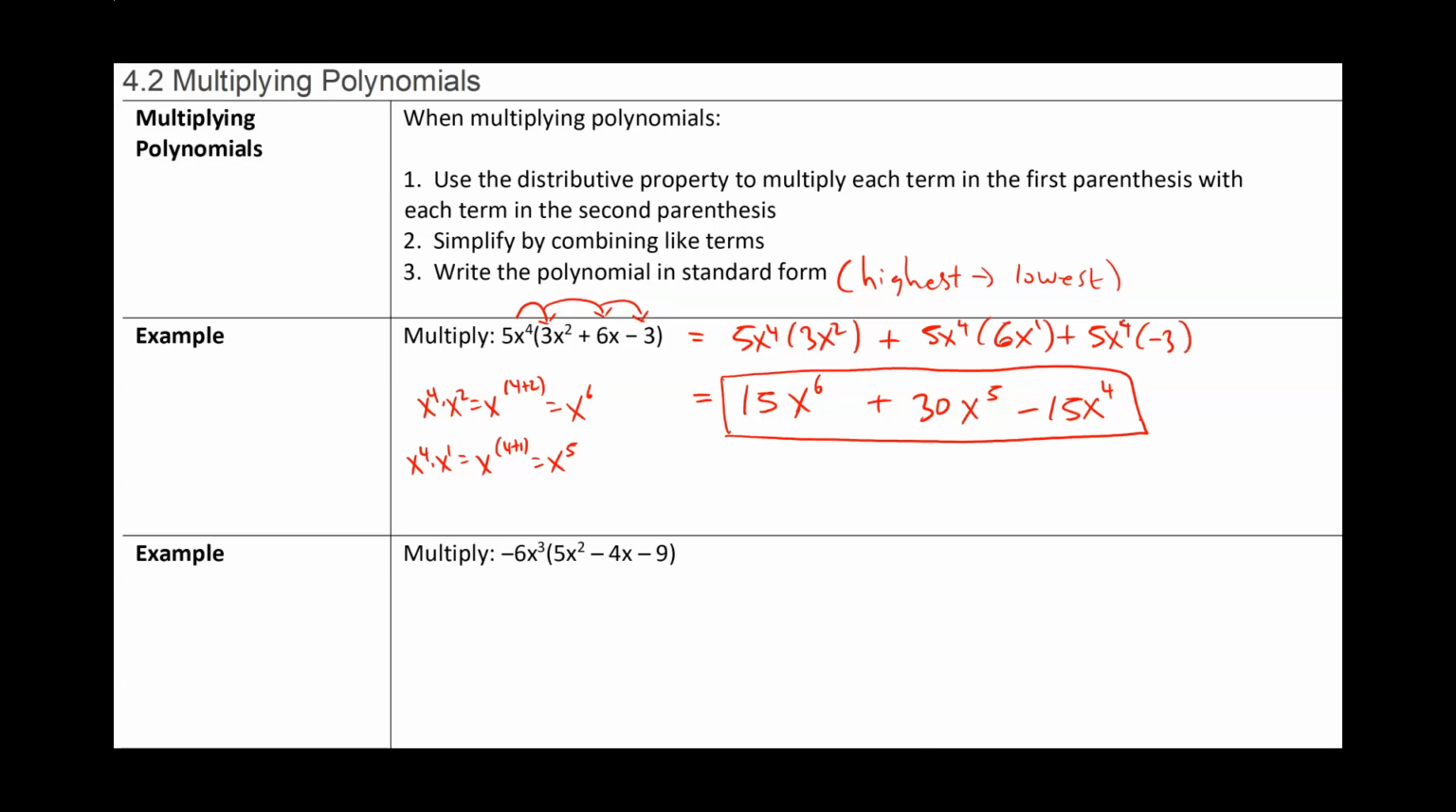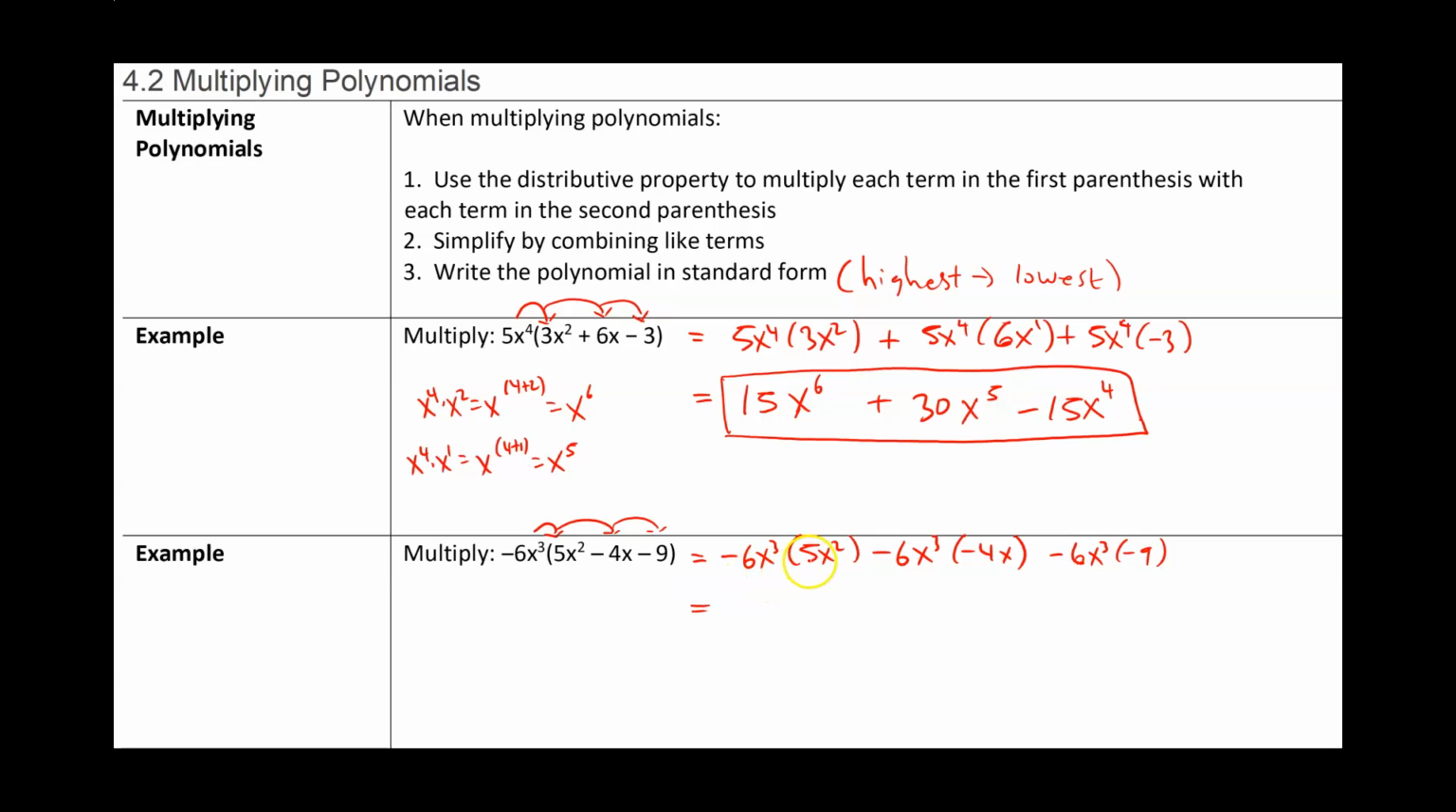Here's another example. We do the exact same thing. We distribute the negative 6x cubed. So we have negative 6x cubed times 5x squared. Then we have a negative 6x cubed times a negative 4x. And then we have a negative 6x cubed times a negative 9.